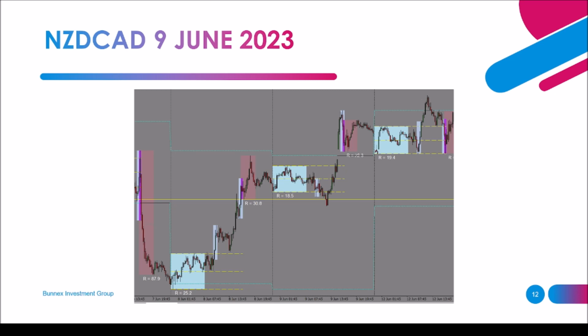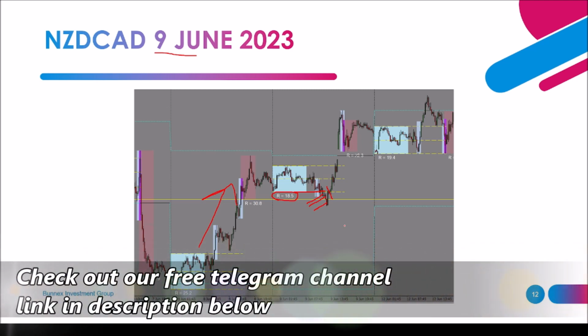Right, this is NZDCAD. On the 9th of June 2023, we had an upward move to the upside, then the Asian session range. Then after that, our Asian session low, which is this one, our first candle drop, second candle drop, third candle drop, bullish engulfing pattern, and we made our entry like that. 3 candles outside the Asian session in line with yesterday's trend, and we are good to go.